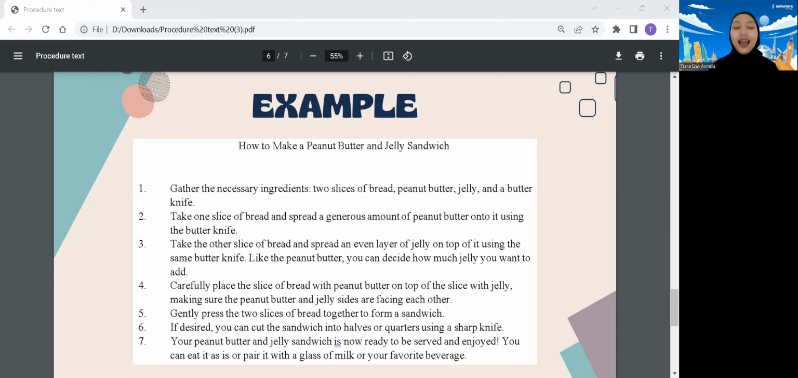And the next step is, if desired, you can cut the sandwich into halves or quarters using a sharp knife. In this step, it is optional, and it can make the sandwich easier to handle and enjoy. So the last step is your peanut butter and jelly sandwich is now ready to be served and enjoyed. You can eat it as is or pair it with a glass of milk or your favorite beverage. So that's it. That's how you make a peanut butter jelly sandwich.